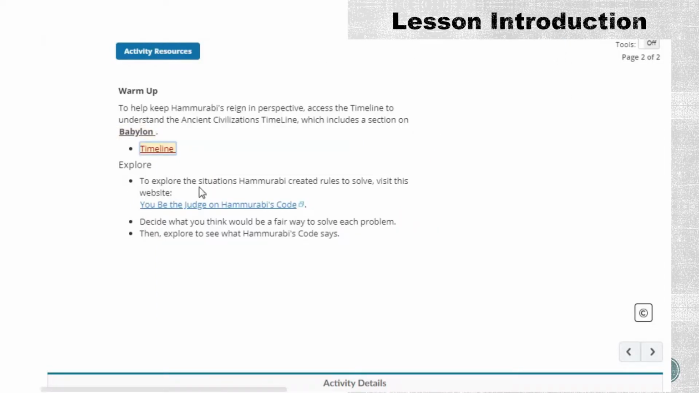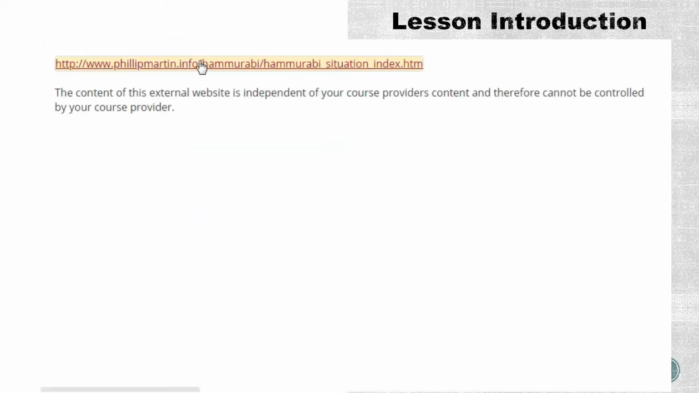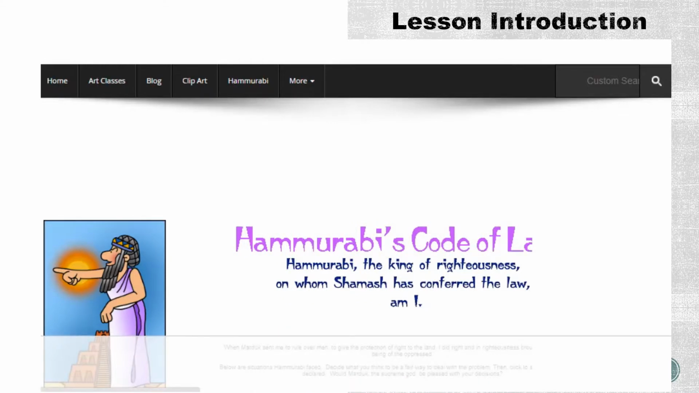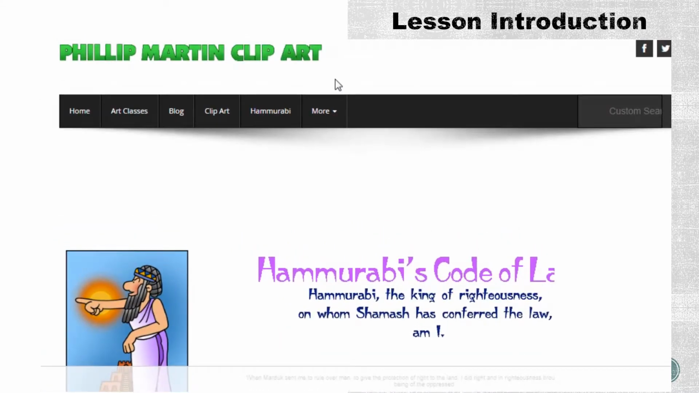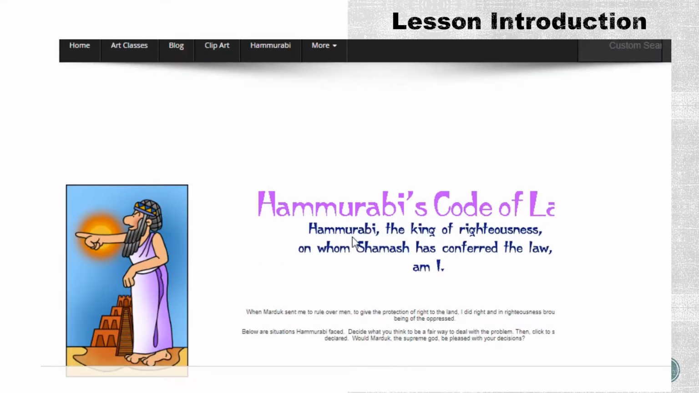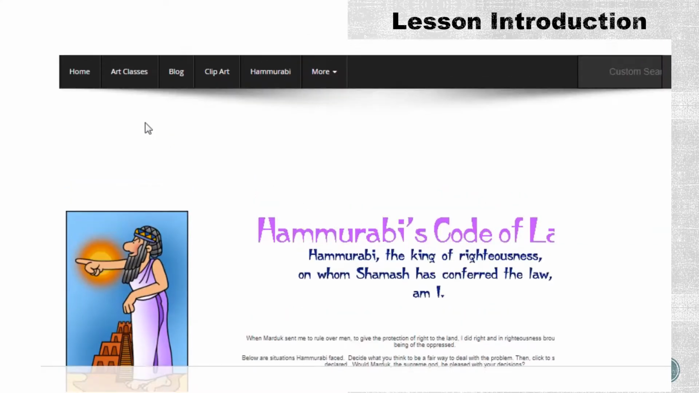And then to explore the situations Hammurabi created rules to solve, visit this website. And this is the "You Be the Judge, Hammurabi's Code." It's going to tell you that you're leaving the D2L course, and that's fine. And this is what we took a look at at the beginning. Okay, so take a look at that website.